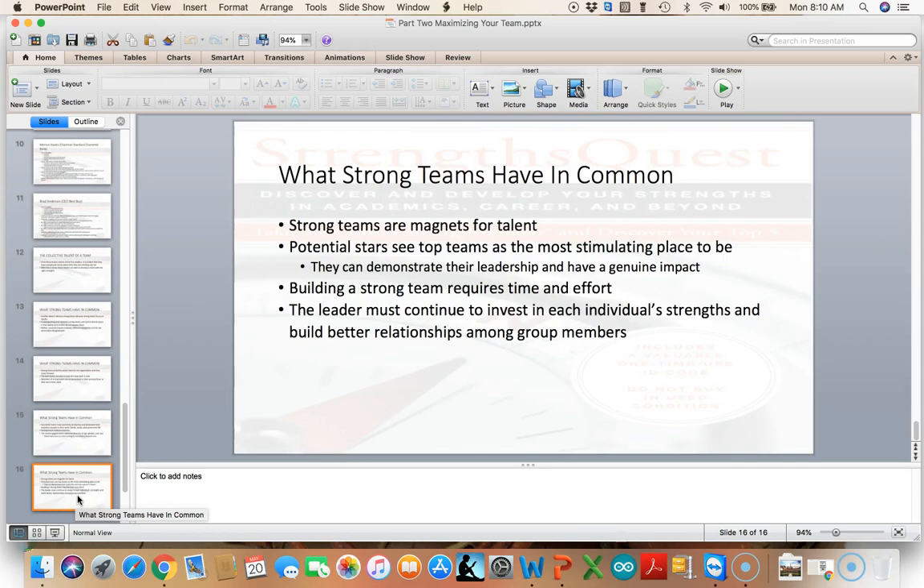Strong teams are magnets for talent. Potential stars see top teams as the most stimulating place to be. They can demonstrate their talent and have a genuine impact. Building a strong team requires time and effort. The leader must continue to invest in each individual's strength to better build relationships among group members.